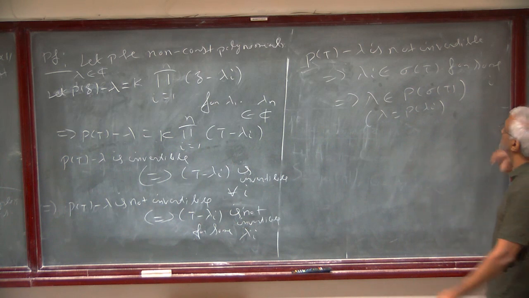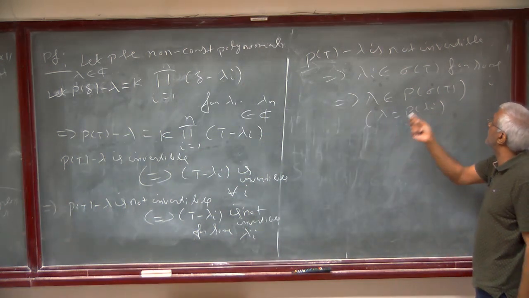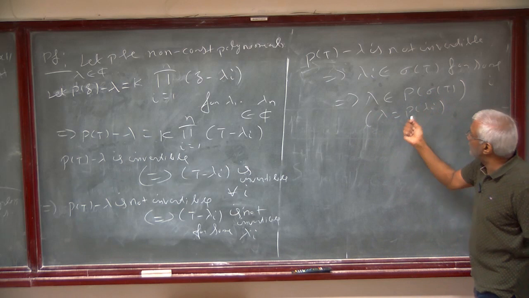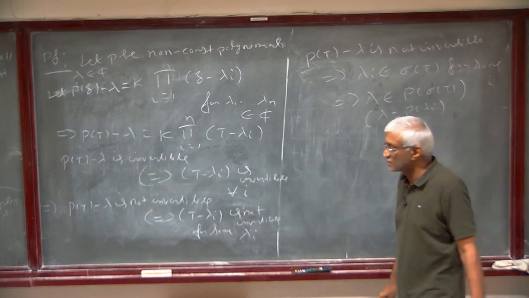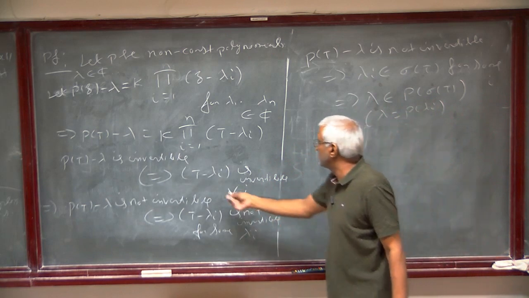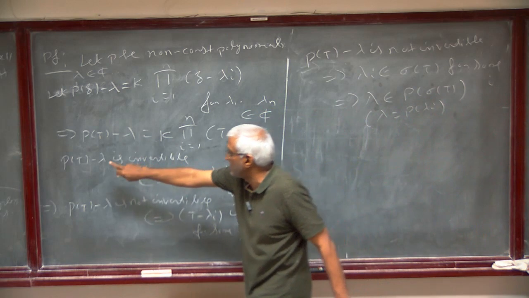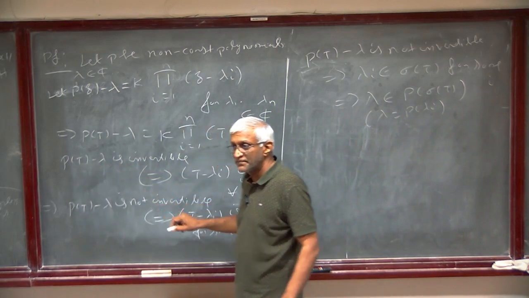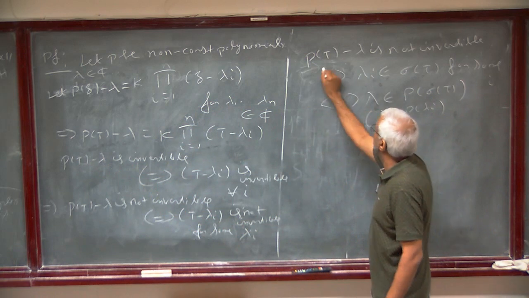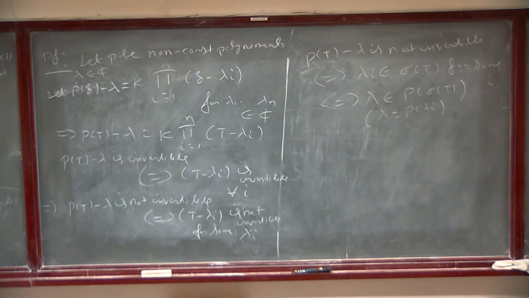The other way is, suppose one of the lambda_i's has P(lambda_i) equal to lambda. Then of course lambda_i satisfies that equation. So this is not invertible, one of them. P(T) minus lambda is not invertible where lambda is the root of this polynomial. That is, P(T) minus lambda is not invertible. So the other way is also true. Okay. So the proposition is true. Yeah, we proved earlier for analytic function we have this.